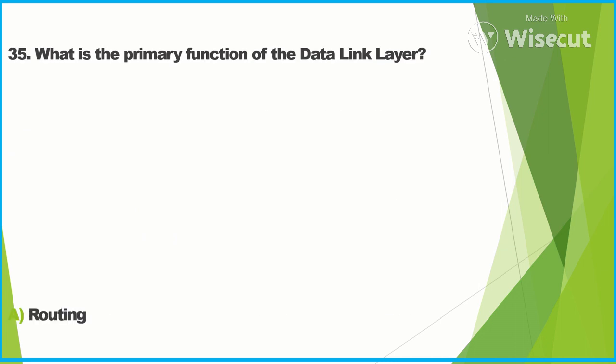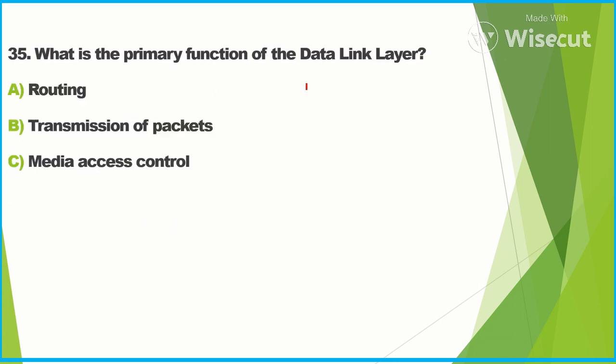Next one. What is the primary function of the data link layer? Routing, transmission of packets, media access control, error detection. The primary means most important. The primary function is media access control. That is the primary function of the data link layer.